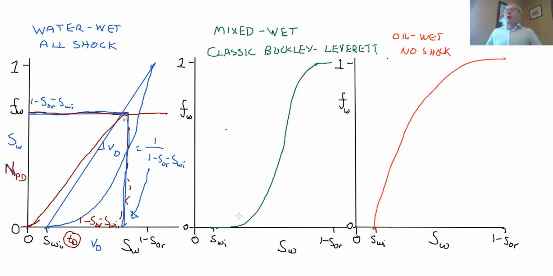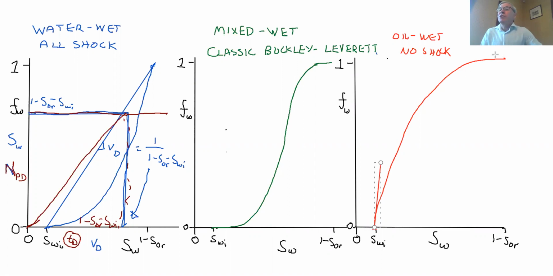So now let's imagine we try and do our shock construction. We can't, because the tangent is sort of here. It's right at SWI. So in fact, there's no shock at all.